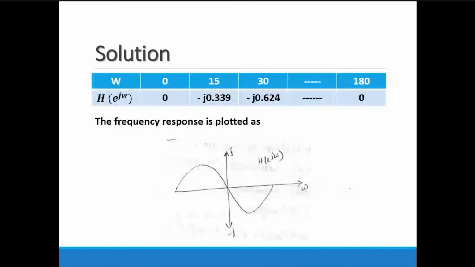So this will be the final plot. Here we are taking a few values of omega: 0, 15, 30 up to 180. So here you are getting minus j 0.339, minus 0.624, then up to 0. If you plot by taking a few more values, you get this kind of frequency response for this window. So this will be the plotting of this second example.